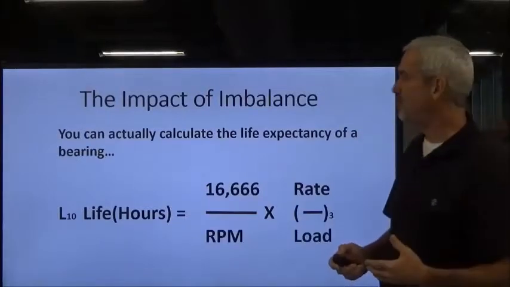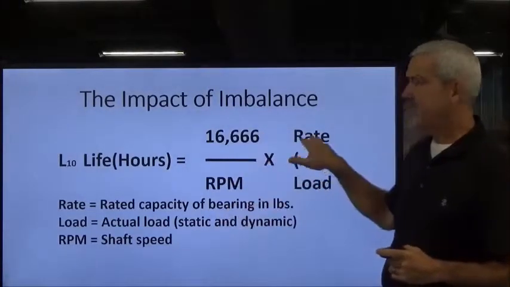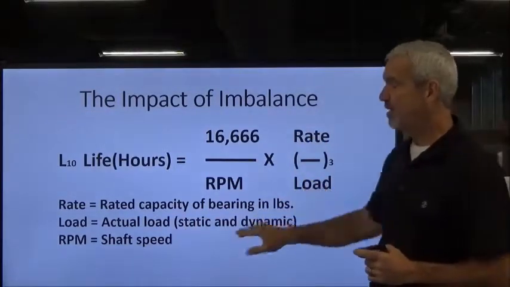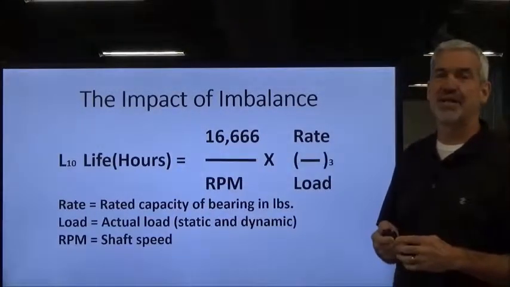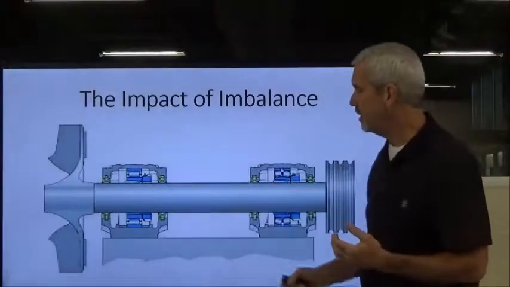So let's kind of roll through this just a little bit, okay? So again, the rate is the capacity of the bearing that is designed to carry. The load is what we're actually putting on it. And of course, the RPM is the shaft speed, and 16,666 is a fixed number. Okay, so let's plug this in. And here's our look again.